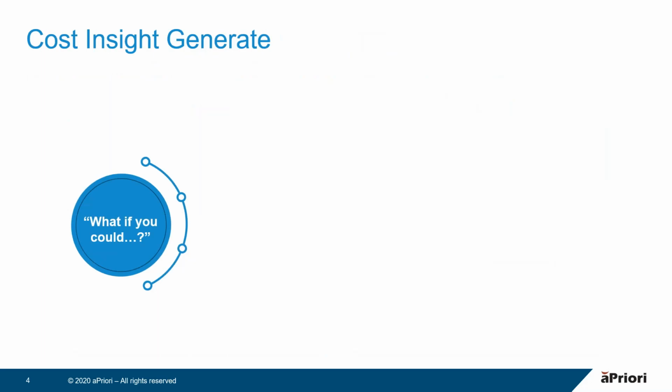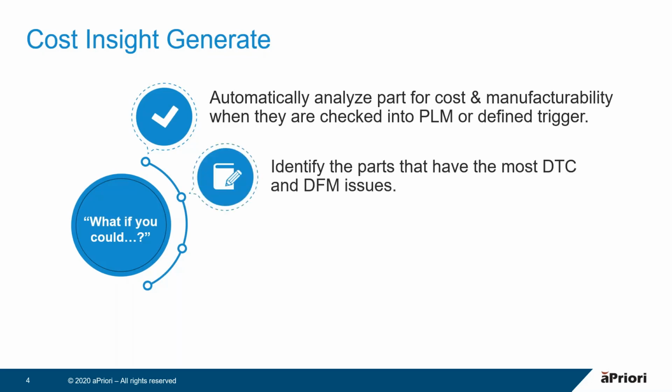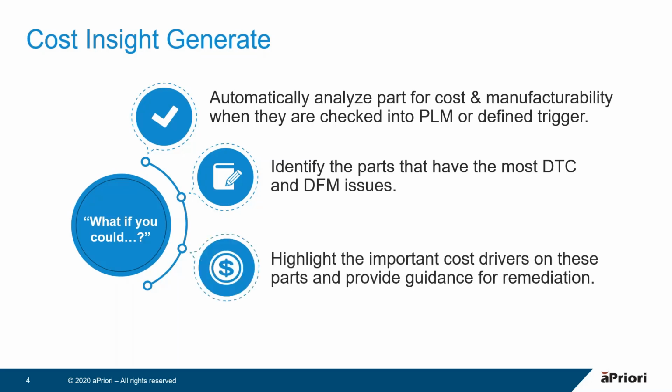So imagine a different world where, rather than analyzing each part in front of a UI, what if you could automatically analyze a part at a trigger? Maybe it's saved into PLM and has a certain status. And with that automated analysis, you can identify the parts that have the most manufacturability and cost issues so that you can go very quickly from a population of components down to a short list and then dig into those short list items for more detail about the cost drivers and the manufacturability guidance to drive an improved design or an improved sourcing decision.